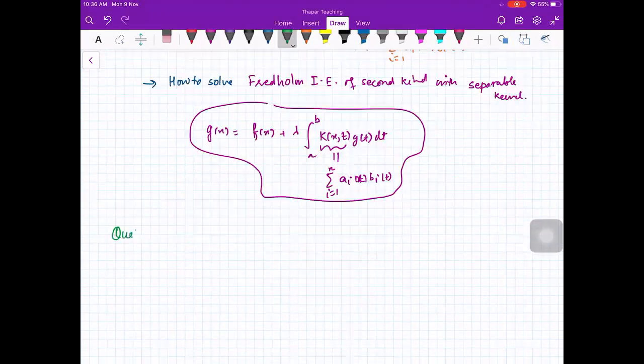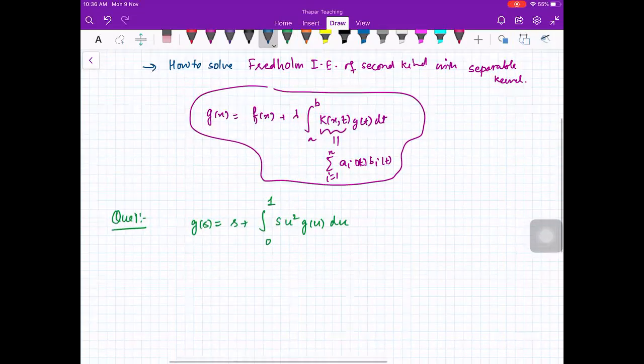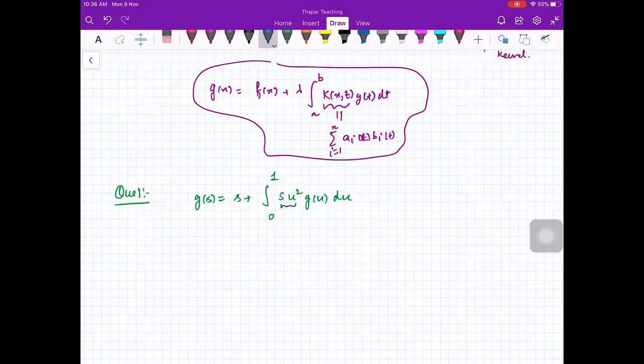So this is the first question where we have g of s is equal to s plus integral 0 to 1 s u square g(u) du. So this is your integral equation. Here you see your kernel is s into u square. This is separable. Can you see, everybody? You can separate the function of s and u. This is a separable kernel with n equal to 1.